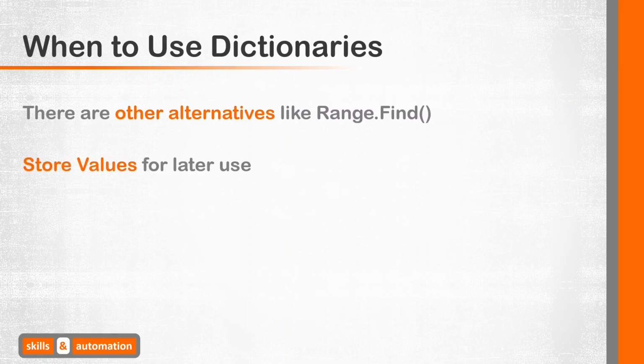One edge over the alternatives is that we can populate our dictionary at the start of the sub and use it much later down the track. And in fact, we can keep reusing the same dictionary in the sub over and over again. We can't do this with the alternatives, such as find and advanced filter. These can only be used during runtime.